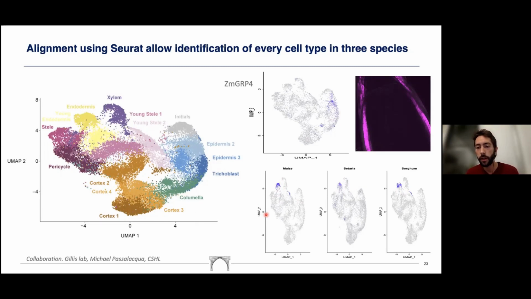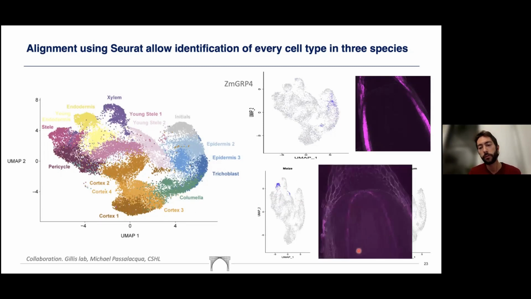And here's another whole mount in situ hybridization of another positive control, Scarecrow 1 in maize. And we could confirm its already published, very neat expression in the endodermis. So if you're interested in this protocol, we can further discuss it later on. So now we are very happy because we had an understandable map of different cell types across 3 species, and now we can have fun.